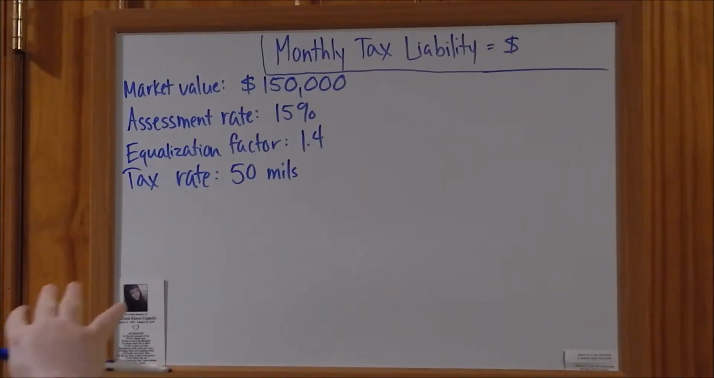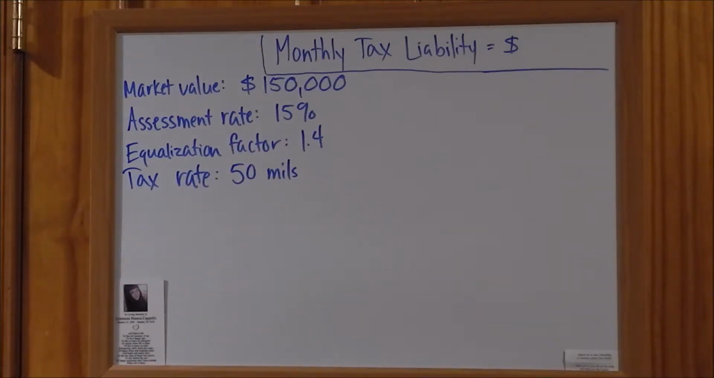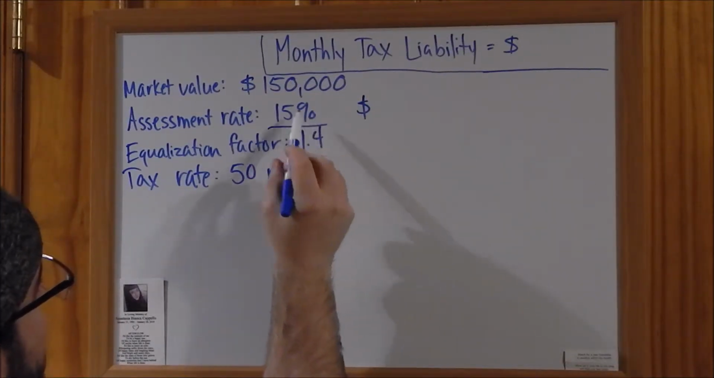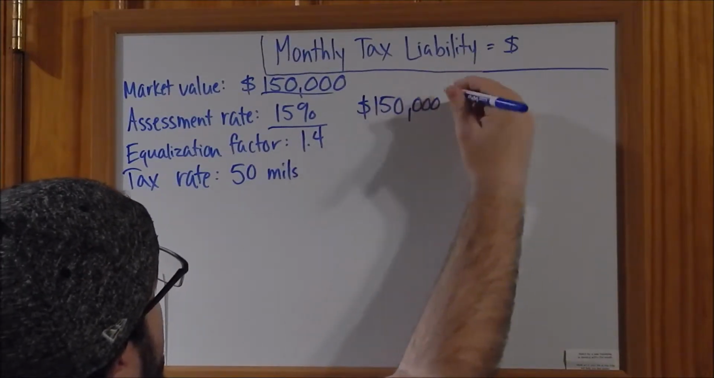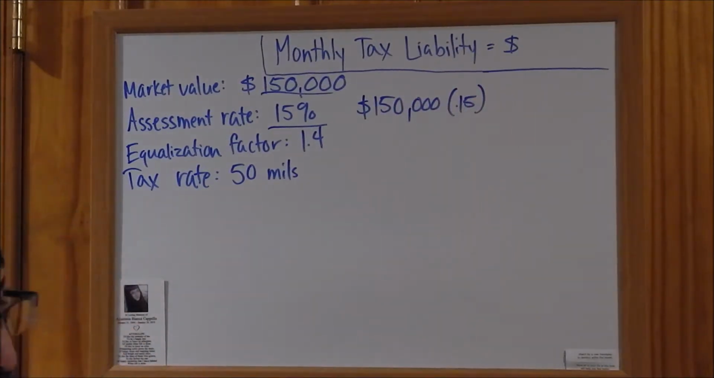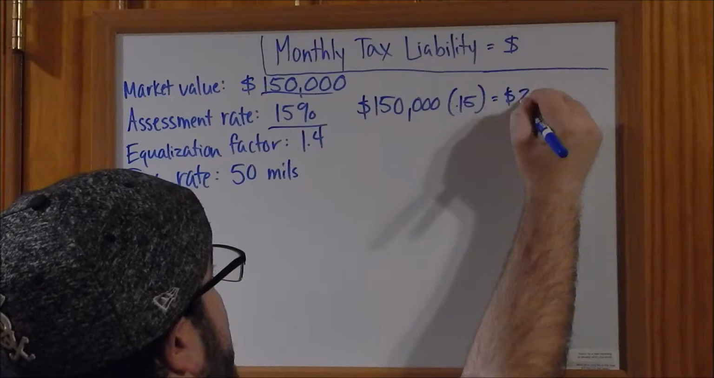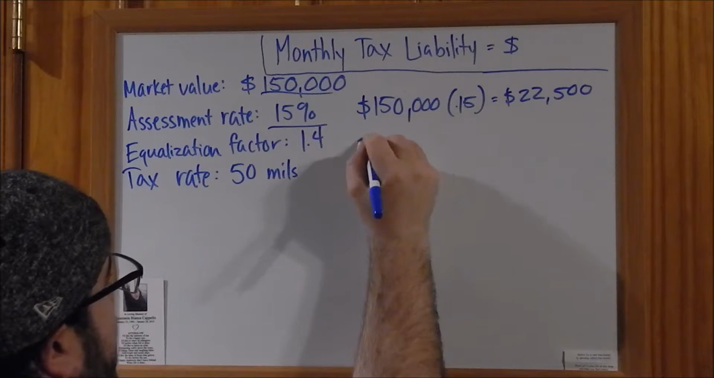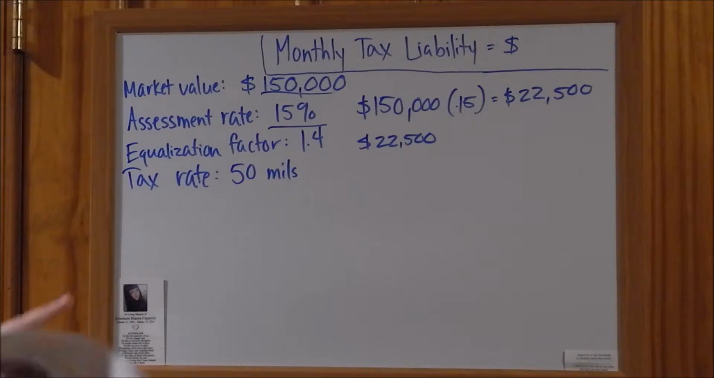To find out what your assessment is, you should be familiar with all these terms. The assessment rate is the rate at which your tax liability is determined by your taxing authority. So all we have to do is figure out we're taxed at 15% of 150,000. Well, that's pretty easy. 150,000 times 15%, which is 0.15 for our purposes. If you plug that into your calculator, you're going to get 22,500. Okay, so we're getting there.